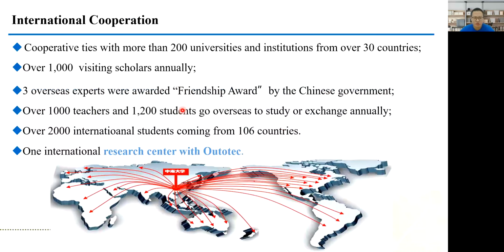In international cooperation, we are cooperating with more than 200 universities and institutions from over 30 countries. And we are having international lectures by 1,000 visiting scholars. And 3 overseas experts from our university won the Friendship Award from the central government, so this is probably the highest award in this field. And also there is one international research center with Outotec. All metallurgical people should know this company, which is leading in the technology and equipment supply in metallurgy or in mining engineering. So this is the information about Central South University. And we do think that there will be some more cooperation with Indonesia.